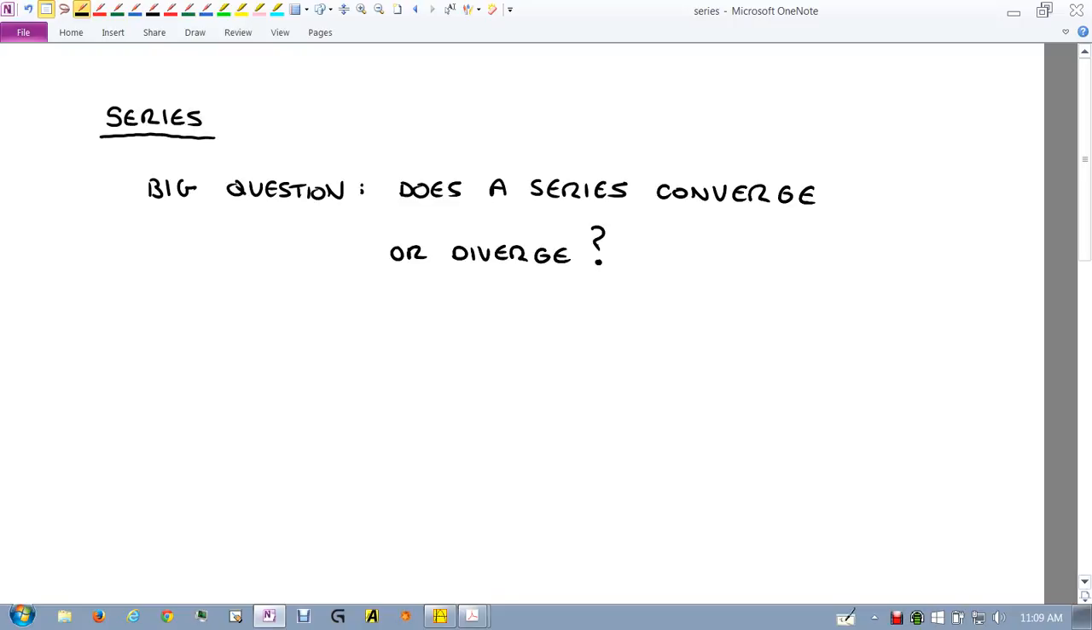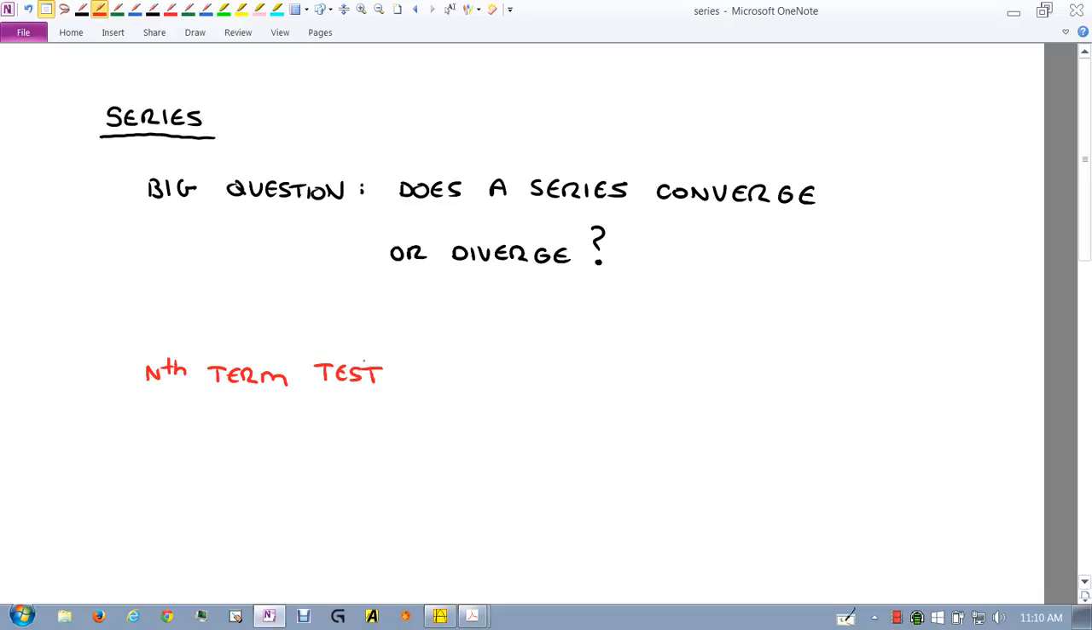So what I'm going to be referring to right now is the first test on this sheet, which is called the Nth Term Test. Remember, the big question is, does a series converge or diverge? We've seen that it can converge and it can diverge, but it's just hard to tell when it happens. So the nth term test is usually the first test that you ever try when you're looking at a series.